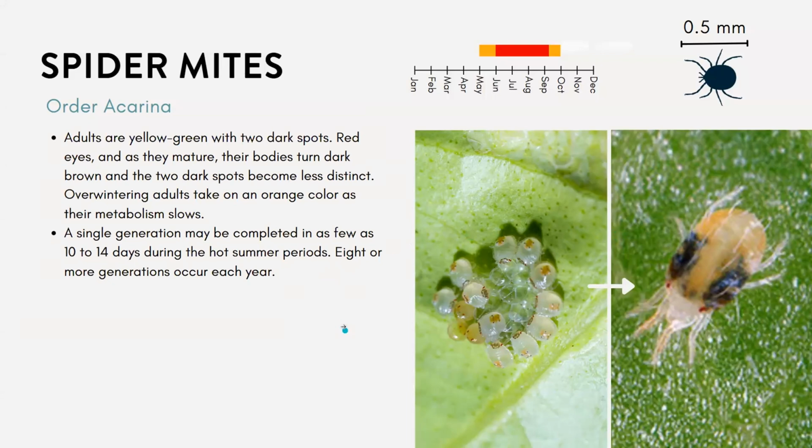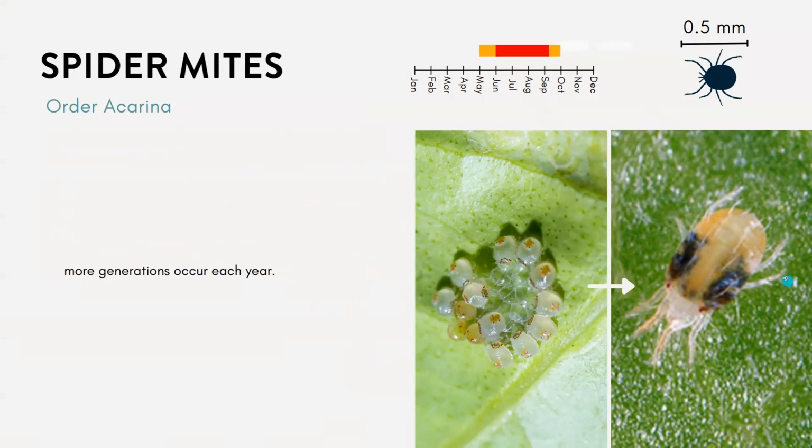Okay, spider mites. So spider mites are microscopic. They're less than 1 millimeter big. They're kind of a generalist pest of a lot of our agronomic crops and fruit crops and landscape ornamentals. The two-spotted spider mite specifically has these distinct spots on it. A single generation can be completed in as few as 10 to 14 days during the hot summer periods. 8 or more generations can occur in a year.